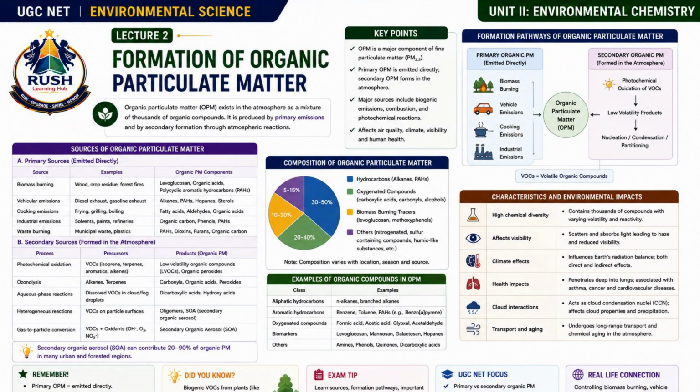Examples include isoprene, terpenes, aromatic hydrocarbons, and alkenes. When these volatile organic compounds react with atmospheric oxidants such as hydroxyl radicals, ozone, and nitrate radicals, they undergo oxidation. The oxidation products are less volatile than the original compounds. As their volatility decreases, they begin to condense onto existing particles or form entirely new particles. This process produces secondary organic aerosols.